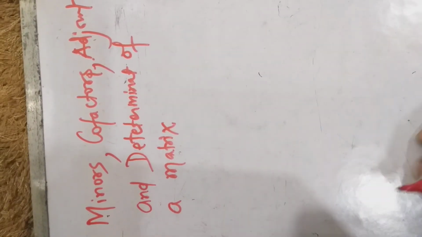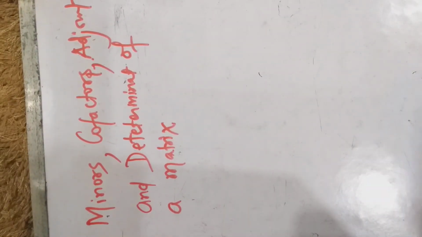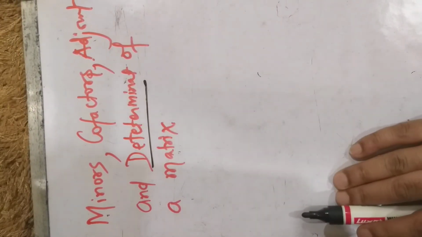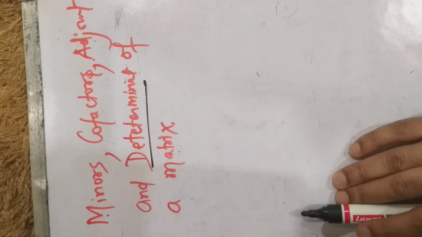Here we will understand the inverse also. Minors, cofactors, adjoint, determinant of a matrix. So let us understand how to find the determinant of a matrix.